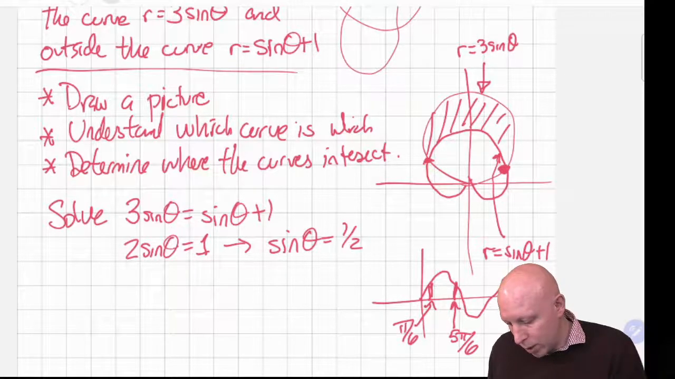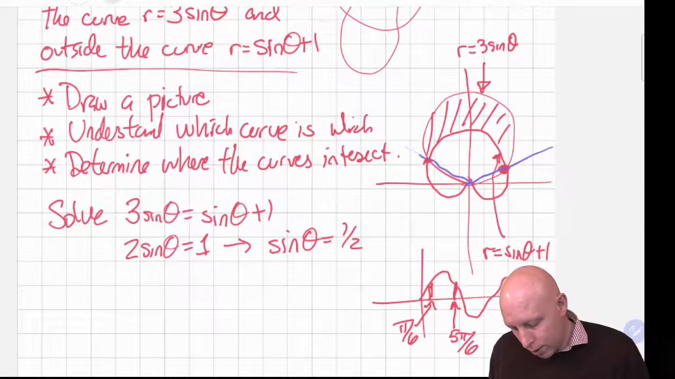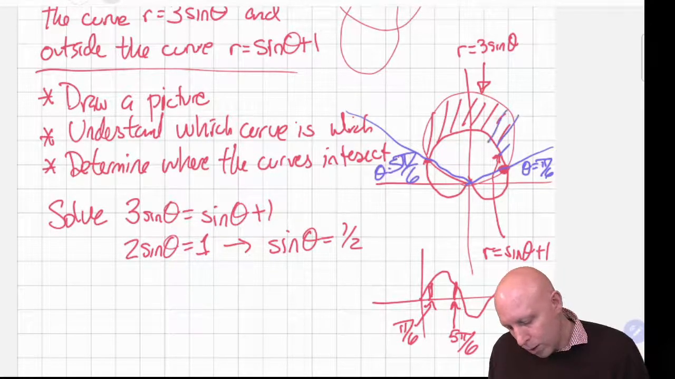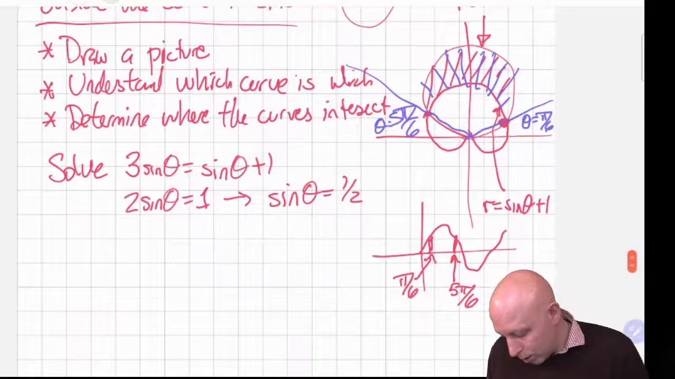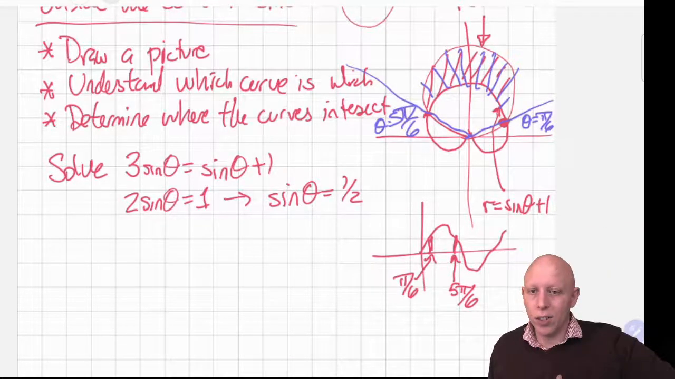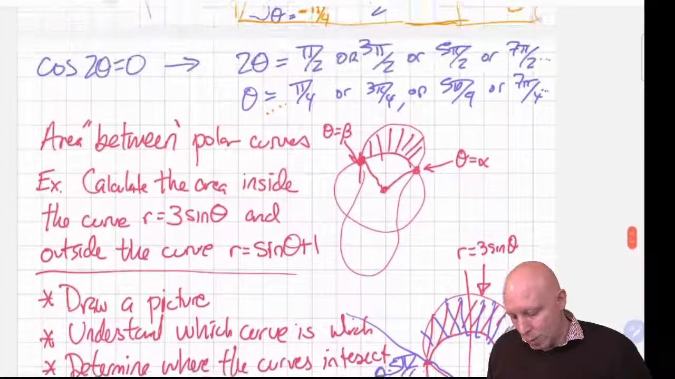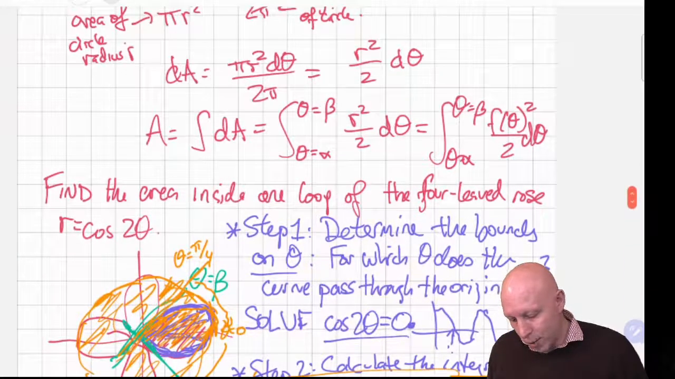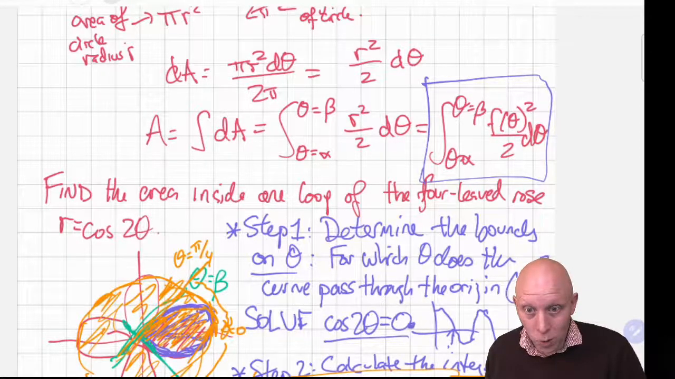So what we're going to be doing is chopping. So we have our two different angles. This is theta equals pi over 6, and this is theta equals 5 pi over 6. And what we're doing is we're doing these slices as we go out. And so what we need to do is take the area inside the outer curve and subtract off the area inside the inner curve. And what we have to remember is that our formula for area involves the function squared divided by 2.